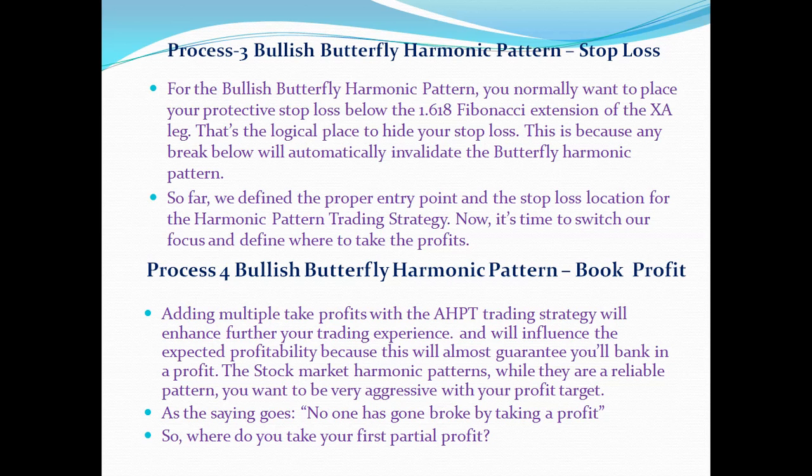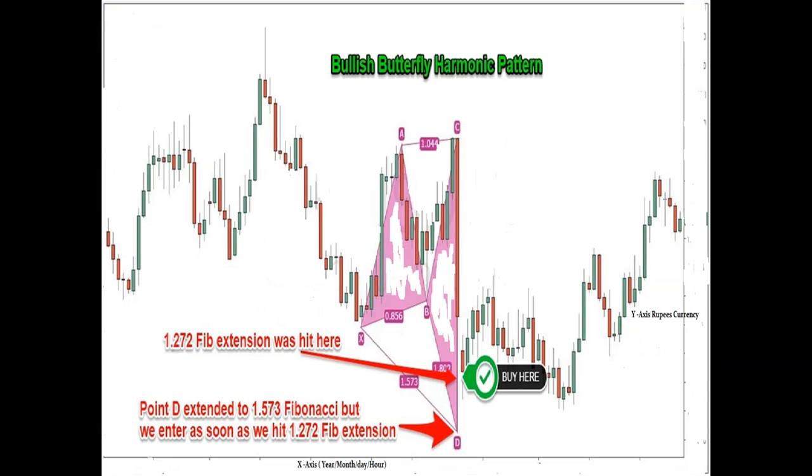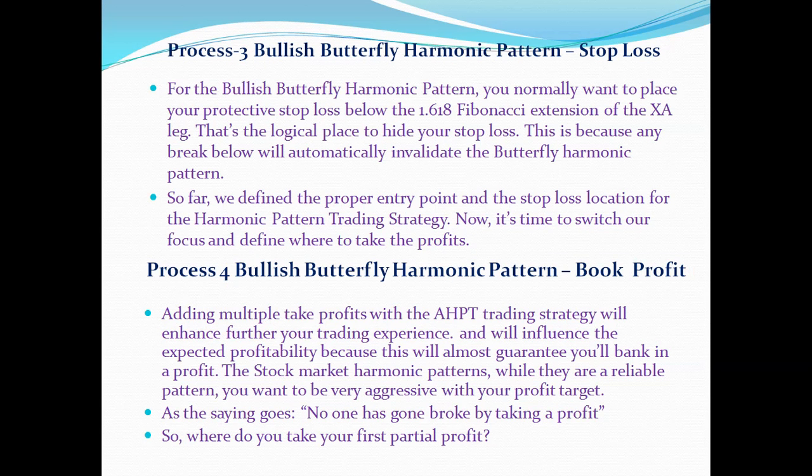Process 3, bullish butterfly harmonic pattern, stop loss. For bullish butterfly harmonic pattern, you normally want to place your protective stop loss below 1.618 Fibonacci extension of XA. Please remember this, because any break below will automatically invalidate the butterfly harmonic pattern.